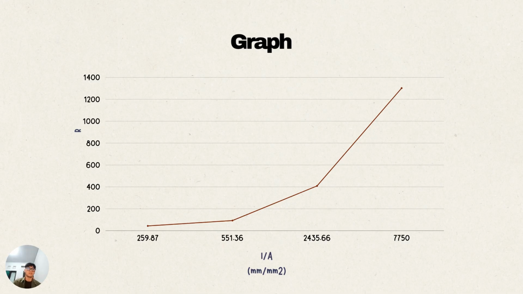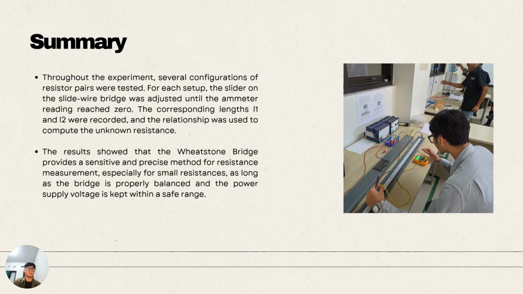Now, in summary of this experiment, several configurations of resistance pairs were tested in the setup. The slider on the slide bar bridge was adjusted until the multimeter reading reached 0. The corresponding lengths L1 and L2 were recorded, and the relationship was used to compute the unknown resistance. The results showed that the Wheatstone bridge provides a sensitive and precise method for resistance measurement, especially for smaller resistance, as long as the bridge is properly balanced and the power supply voltage is kept in a safe range.